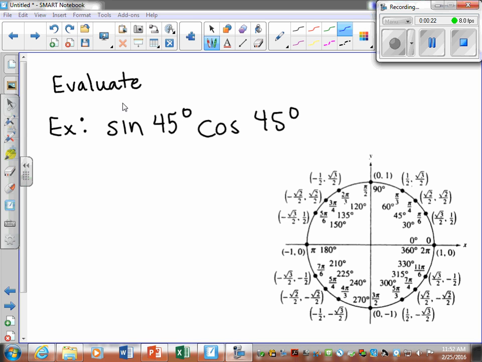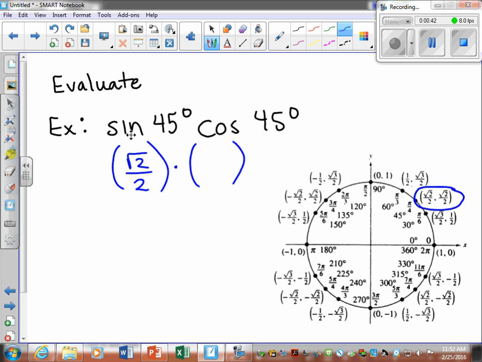What is the sine of 45 degrees? So we locate 45 degrees over here, which is going to be this. The sine is the what value? Y value by our definition. So what's our Y value? Square root of 2 over 2. Great. Alright, and I want to multiply that by, now let's find the cosine of 45, which just so happens to be that same location. Cosine of theta is equal to the x value, so we just get square root of 2 over 2.